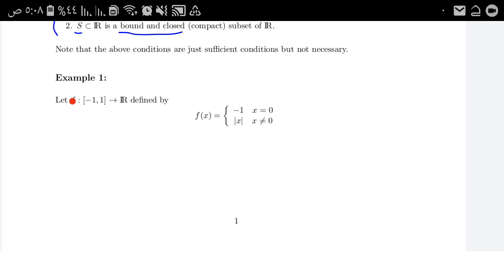Example 1. Let the function f be defined from the interval -1 to 1 to R. Okay? The function f is defined by f(x) is -1 when x is 0, and the absolute value of x when x is not 0.